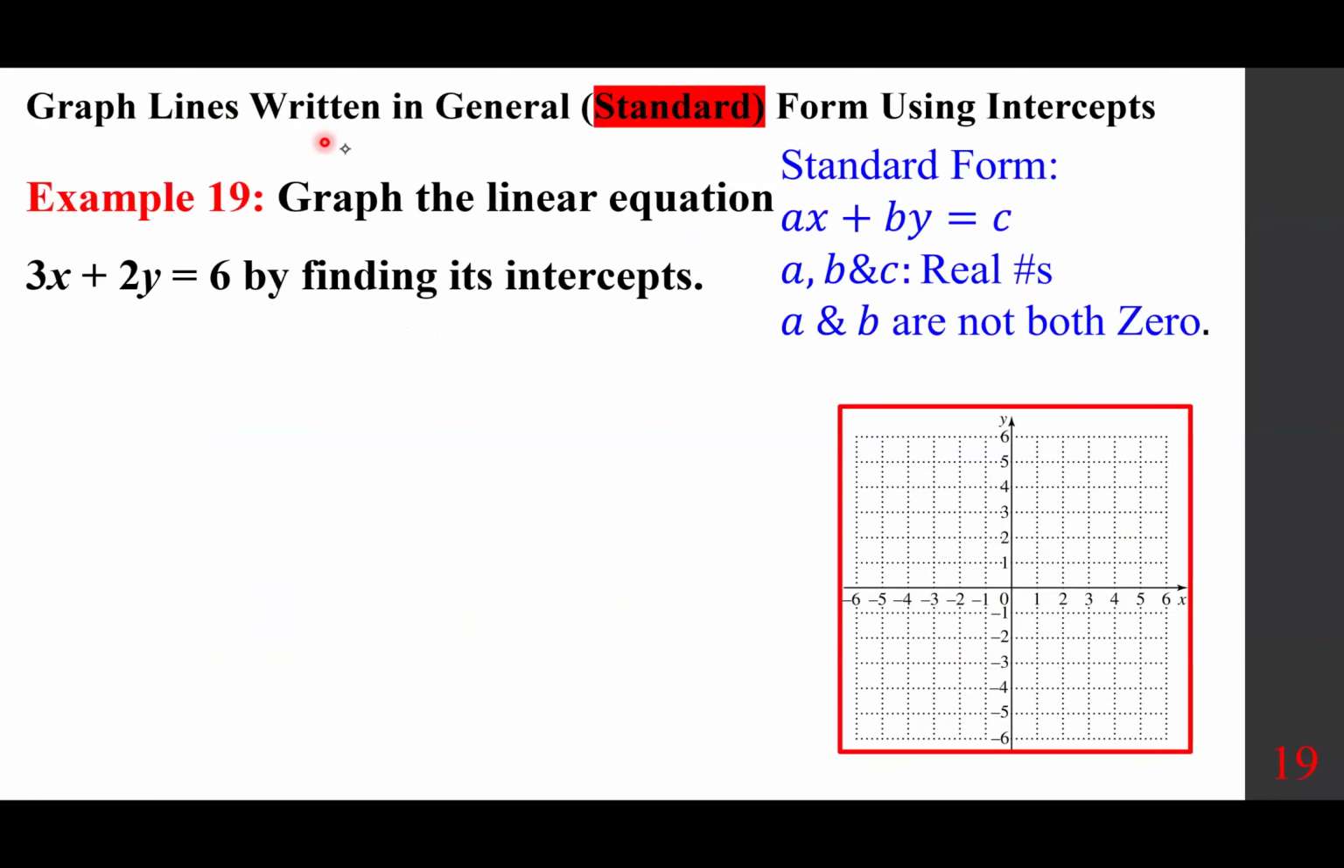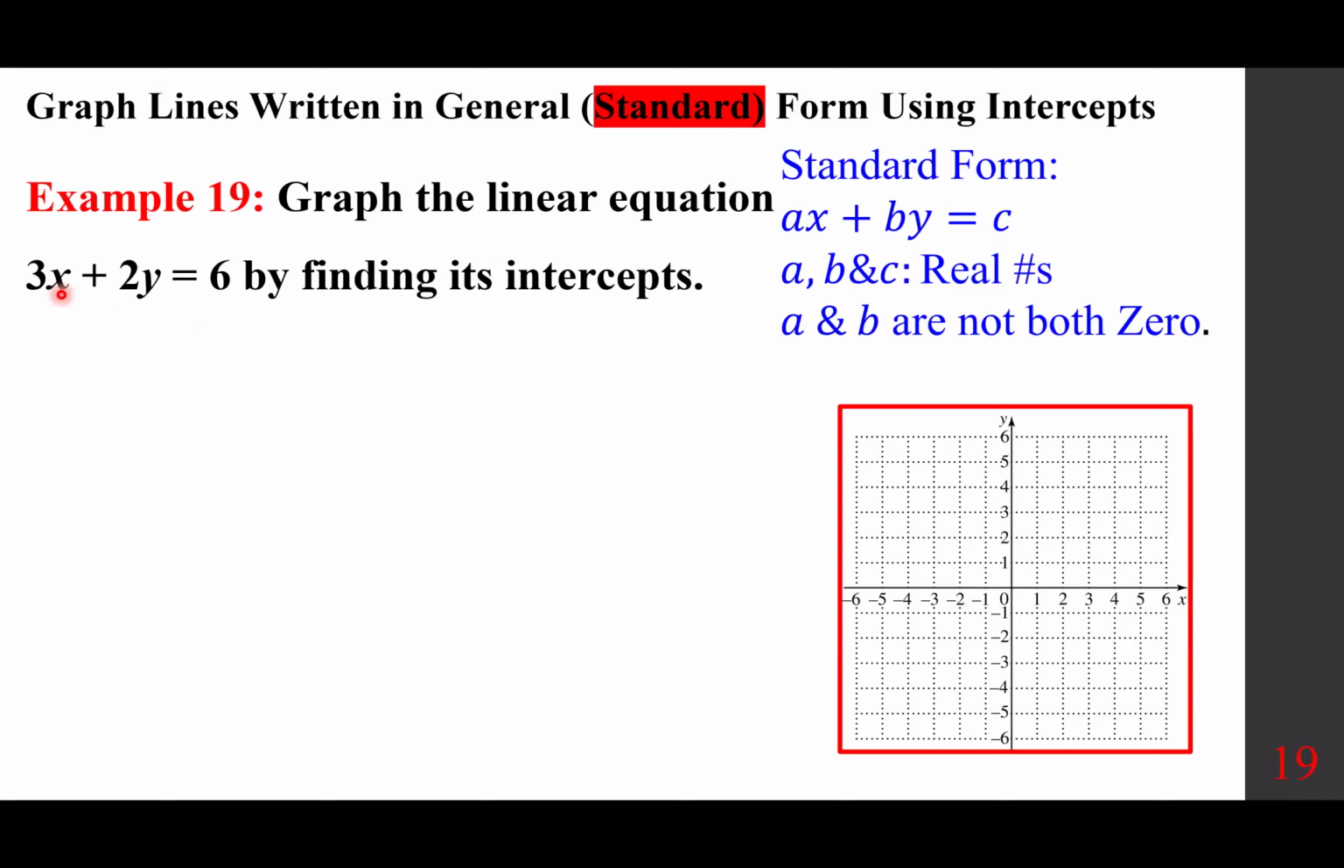All right, let's graph lines written in general standard form using intercepts. Here's the standard form: ax plus by equals c, where a, b, and c are real numbers. A and b are not both 0. One of them can be 0. So we want to graph the linear equation that we have here, 3x plus 2y equals 6, by finding intercepts.